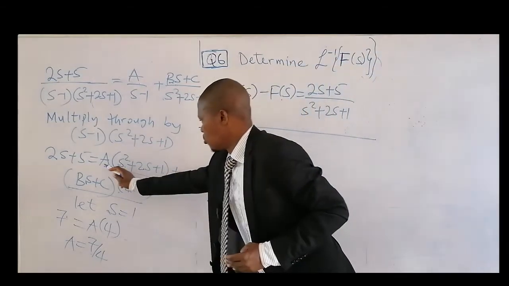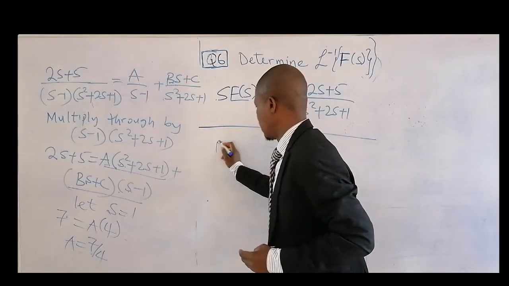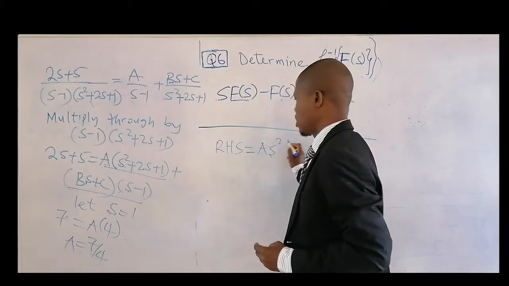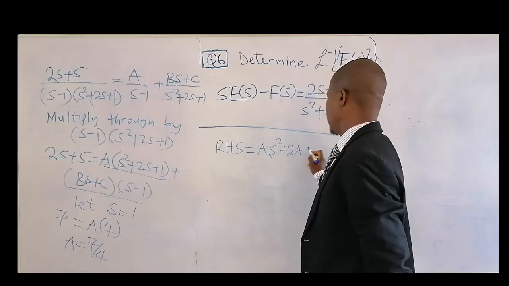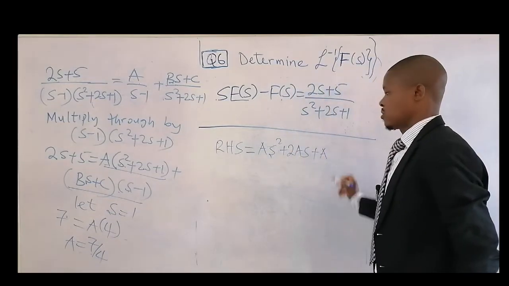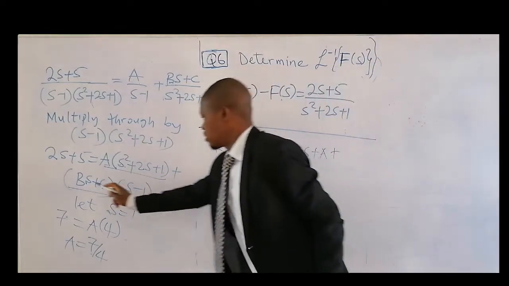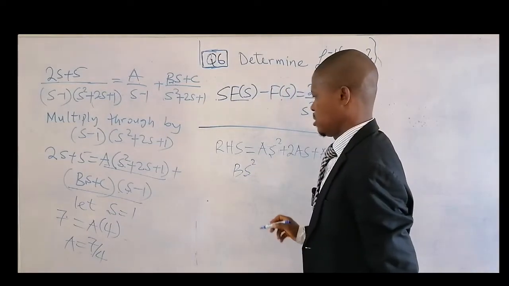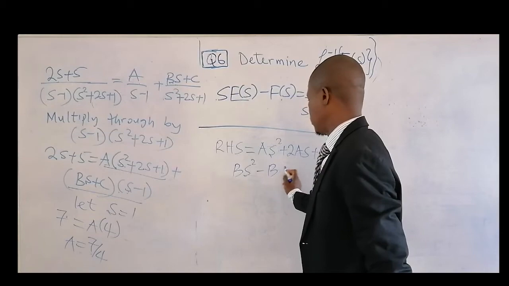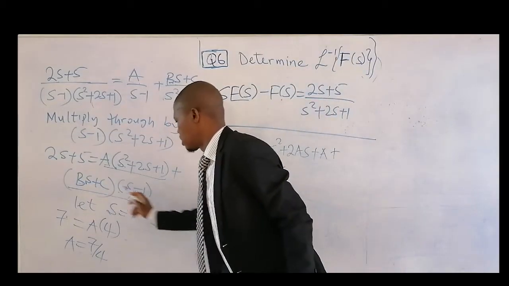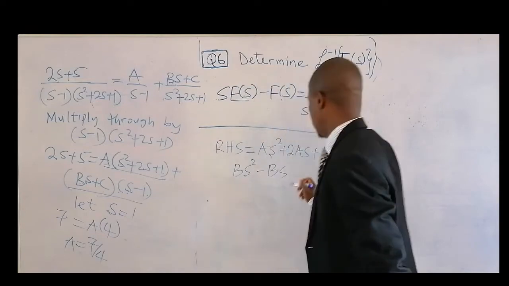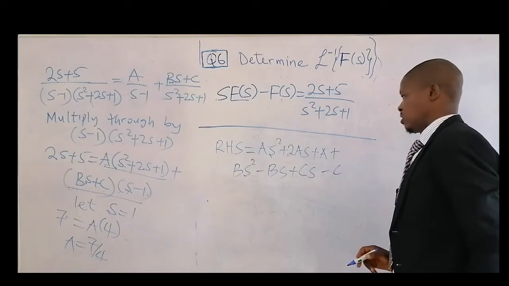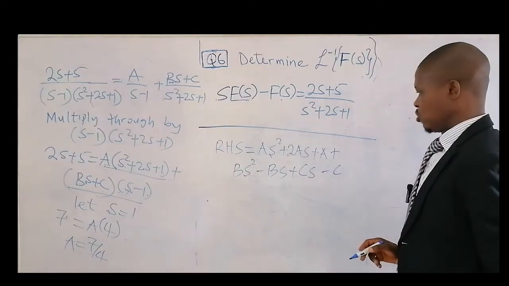Open this bracket on the right hand side. That will be equal to Ax squared plus 2Ax and then plus A. Then plus Bx squared, then minus Bx. Then plus Cx, and then minus C. So that's what we have now. We can begin to equate the coefficients.